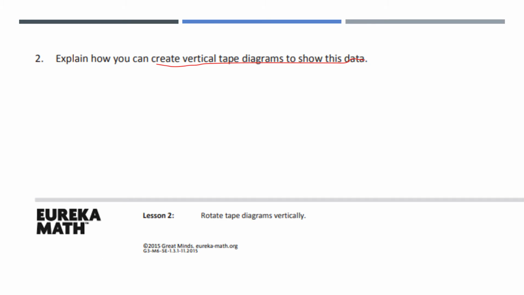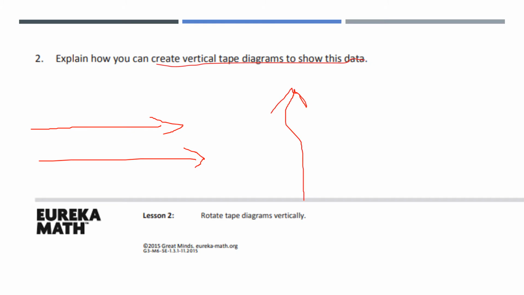So right now we have to explain how to create a vertical tape diagram to show this data. So right now we had just done a horizontal tape diagram. That meant everything was going this way. So now what you're going to do is tell me what you can do to make the diagram become vertical. And remember, a vertical is going upward like this. So take your time.